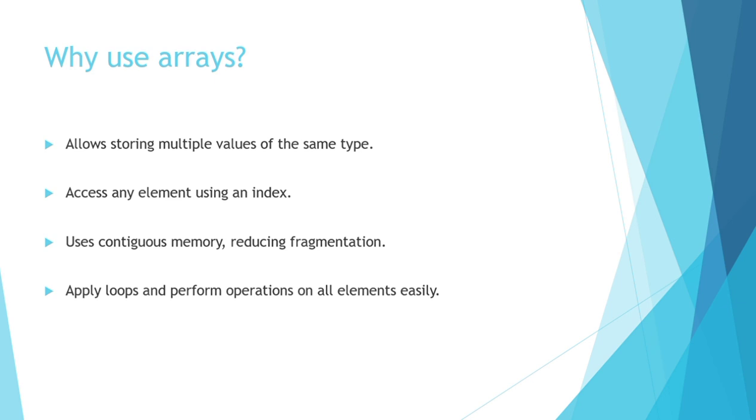One of the primary advantages of arrays is their ability to provide direct access to any element using an index, where indexing typically starts from 0. Because arrays use contiguous memory allocation, they help minimize memory fragmentation, leading to better performance in terms of speed and resource usage. Operations such as traversing, searching, sorting, and modifying elements can be performed efficiently using loops, enabling programmers to work with large datasets effectively. This structured and indexed storage system makes arrays an essential tool for problem solving in programming.